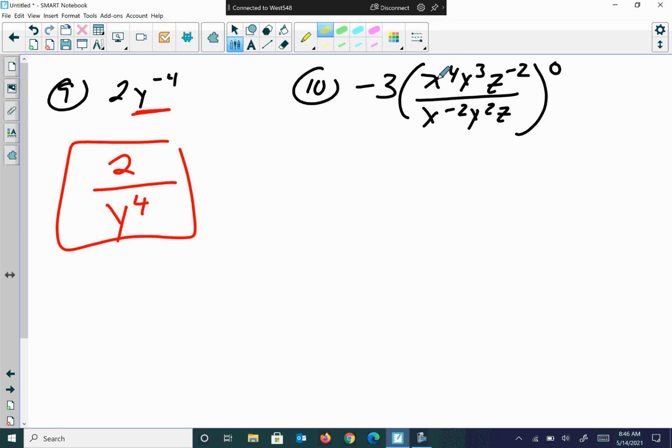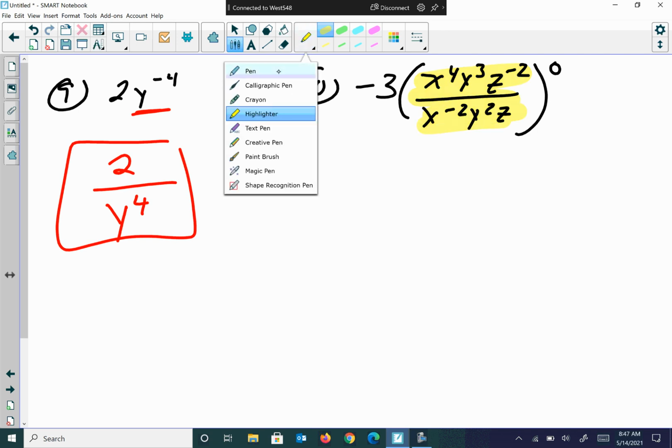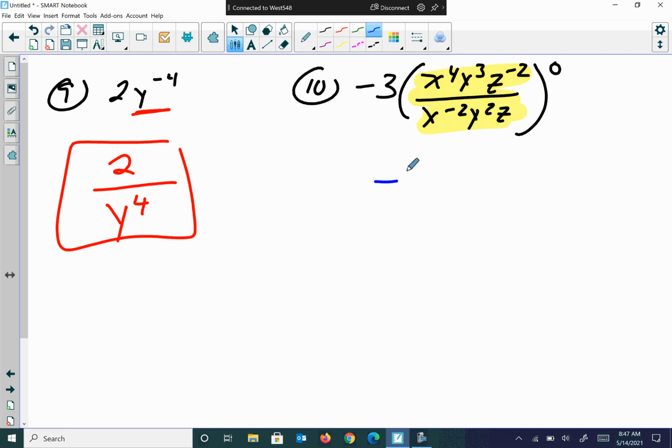Number 10. This whole thing is raised to the 0 power. Agreed? So this becomes negative 3 times 1, which is just negative 3. Does everyone see why? Yeah. 3 over 1 works. What's that? Oh, that is wrong because that's a negative number. It's not a negative exponent.